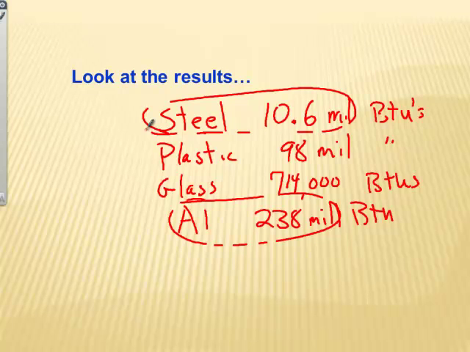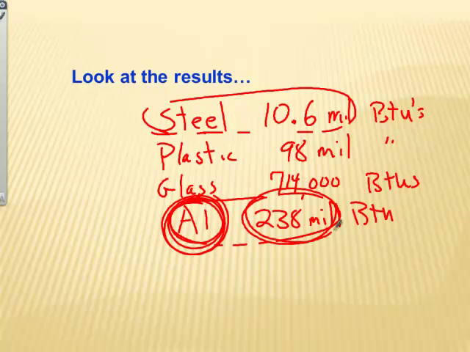And if you look at it, aluminum is where you save the BTUs. Look at that, 238 million. So aluminum is going to become very valuable. So for aluminum, you get to do a buyback because it saves you so much energy. It's still valuable enough that the companies can pay you for that.